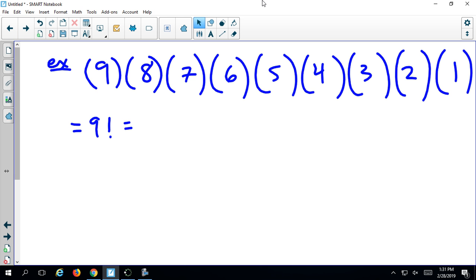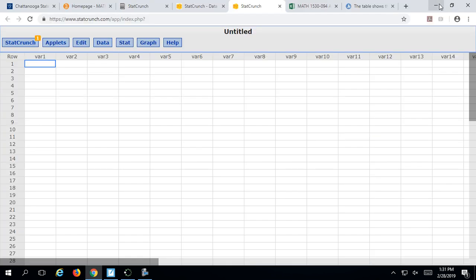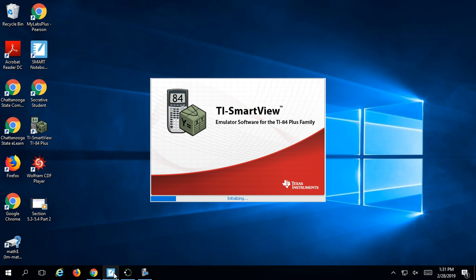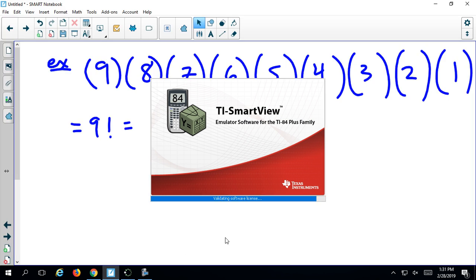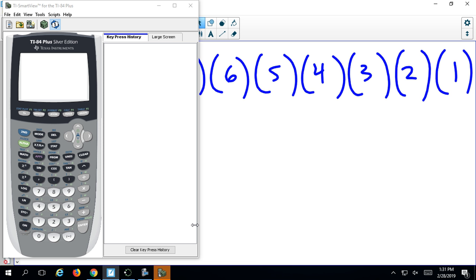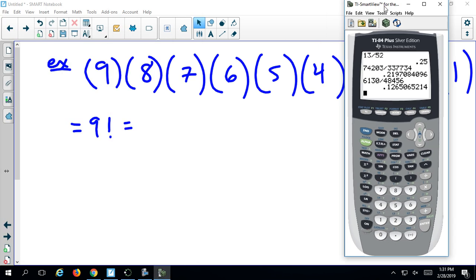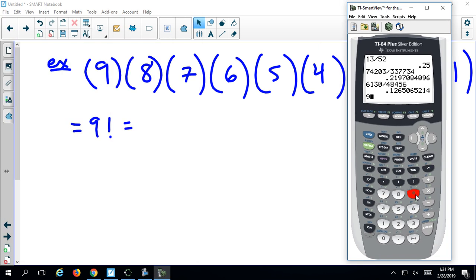And I don't have my calculator. You can put that factorial in the calculator. So we put in 9, and then it's under the math menu, probability. Same place you go to the permutations and combinations, you get the exclamation point, which is our factorial symbol. 9 factorial is 362,880.